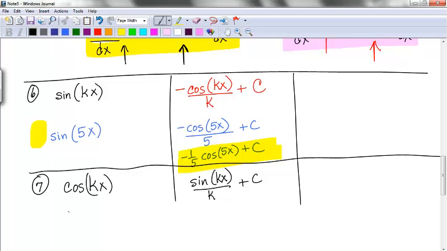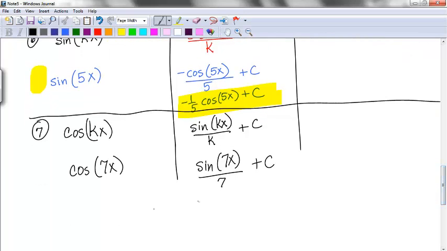Okay, so if I did, let's put a coefficient out front. Let's say I just give you a cosine of 7x. Then it's going to be sine of 7x divided by 7 plus c, and that's the same as 1/7 sine of 7x, where 7x is the angle, plus c. So this is the antiderivative.